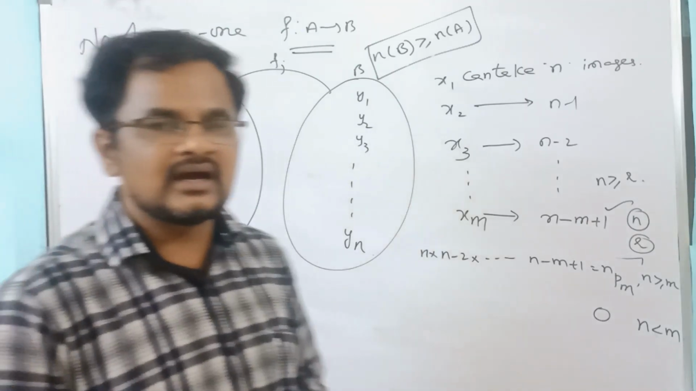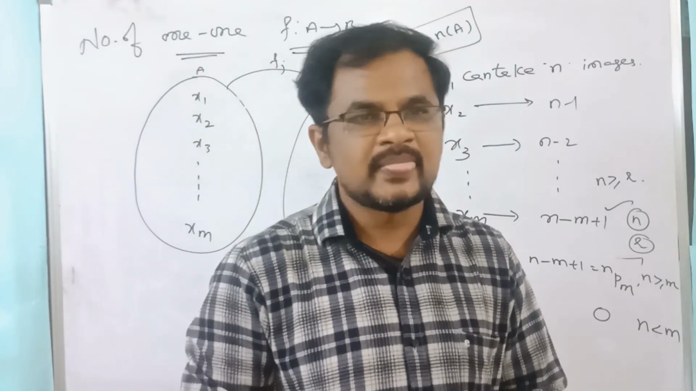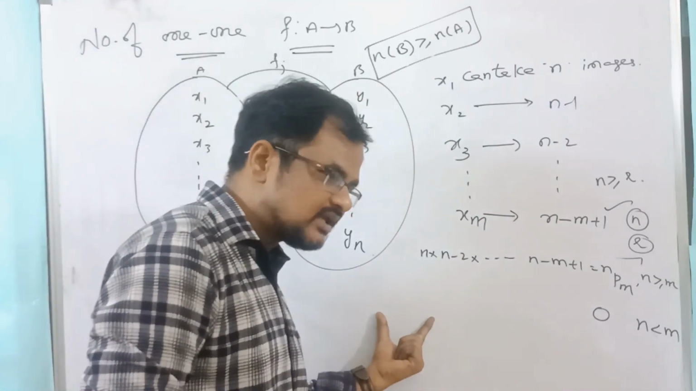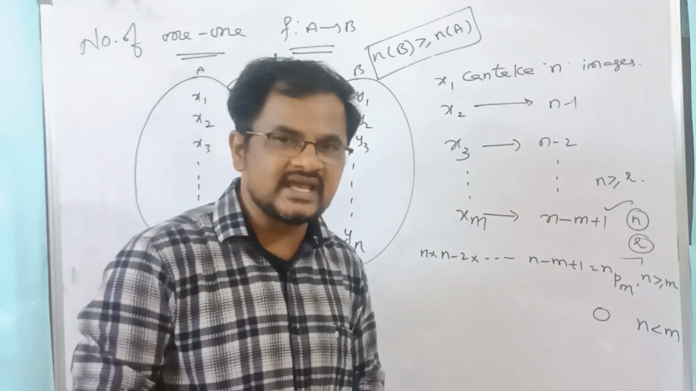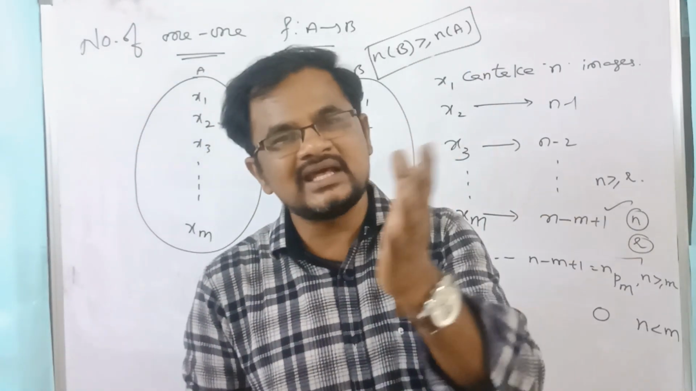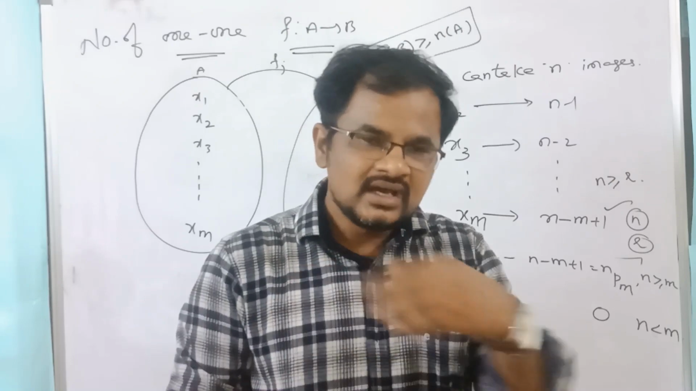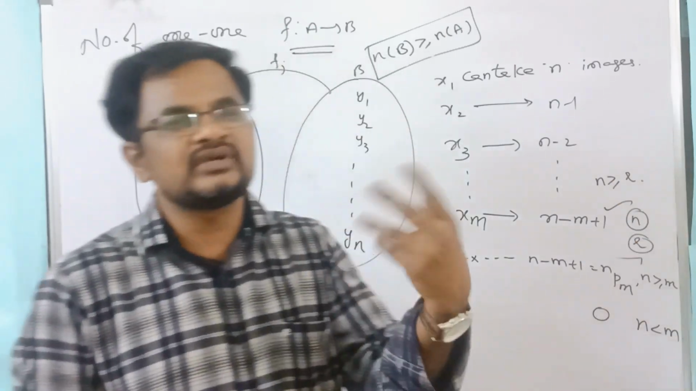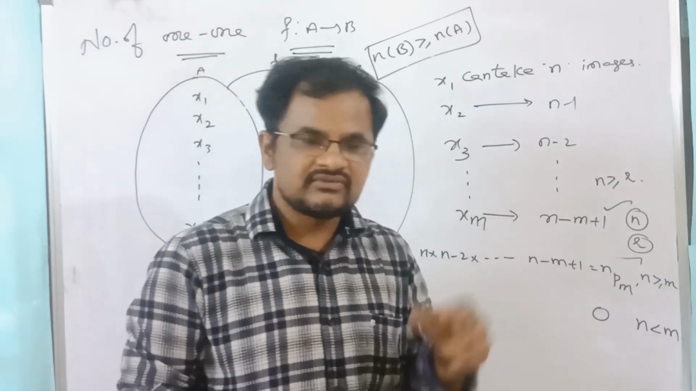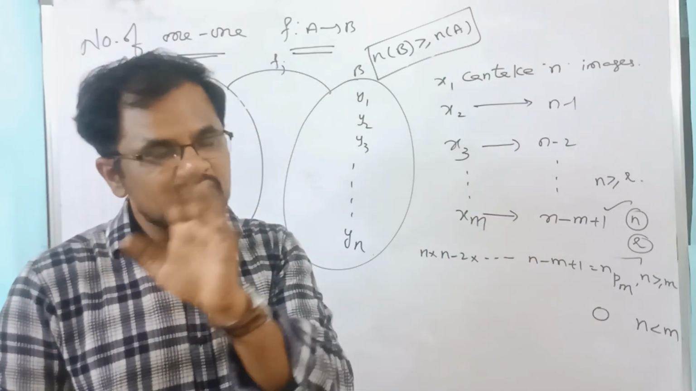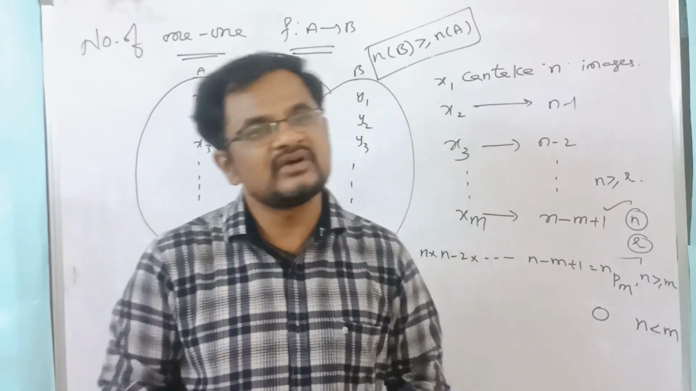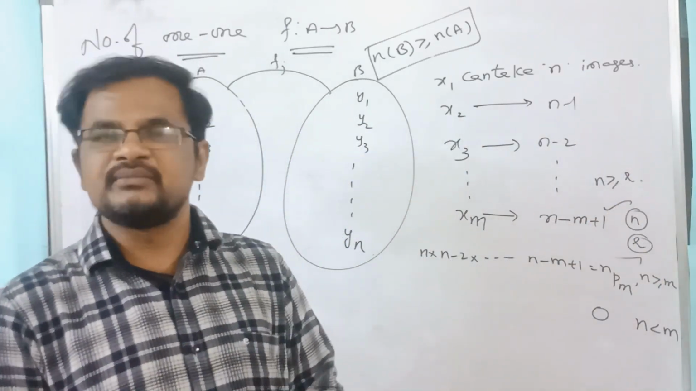And how to find the number of many to 1 functions? Total number of functions means the number of elements in B to the power of the number of elements in A, minus the 1 1 functions, because a function which is not 1 1 is called a many to 1 function. So there is no need for a separate formula for that. The number of many to 1 functions from A to B is the total number of functions from A to B minus the number of 1 1 functions.